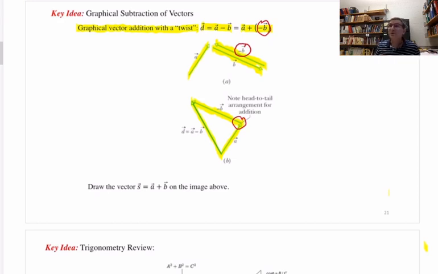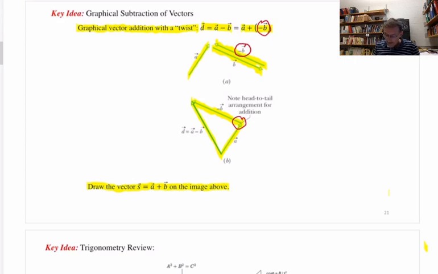Here's a little practice for you to do. Let's draw the sum again on the same image. It's the same one we had on the previous slide. In other words, what's A plus B look like? Now think about that for a minute. Feel free to pause the video. What would the vector S, which is A plus B, look like?